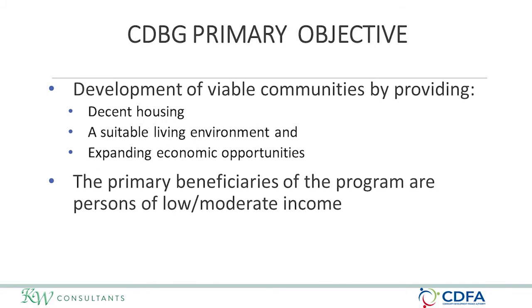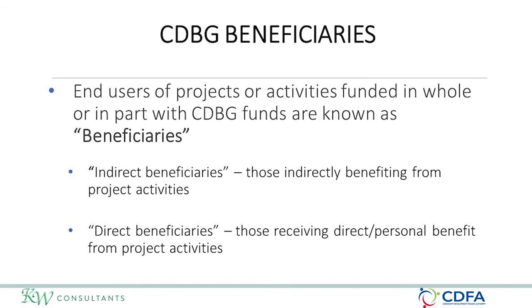The primary objective of the CDBG program is to provide decent housing, a suitable living environment, and expanding economic opportunities for predominantly low to moderate income communities or low to moderate income beneficiaries. There are 2 types of beneficiaries in the CDBG program: indirect beneficiaries and direct beneficiaries. An indirect beneficiary, just like it sounds, is someone who is indirectly benefiting from the project activity that was funded with CDBG. The direct beneficiaries are those people who are receiving a direct benefit from a CDBG investment.